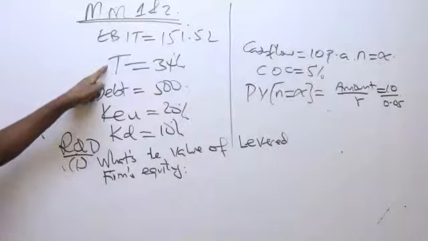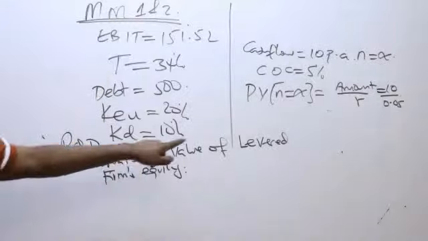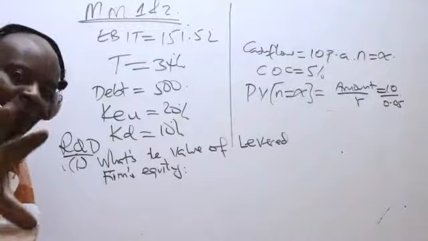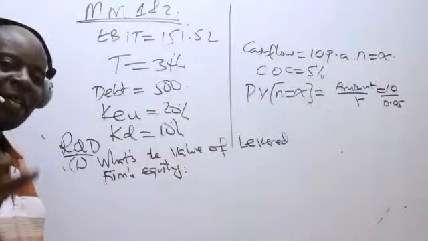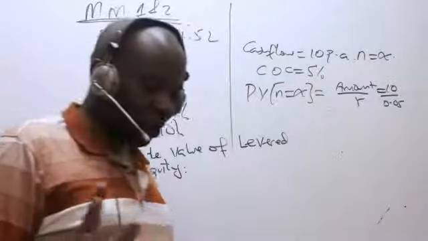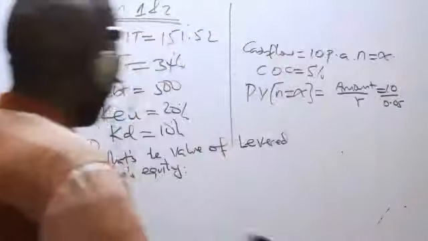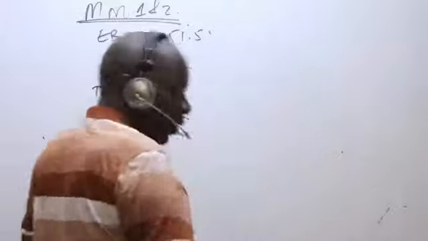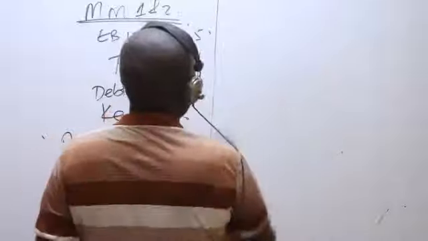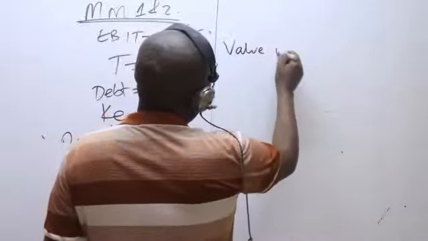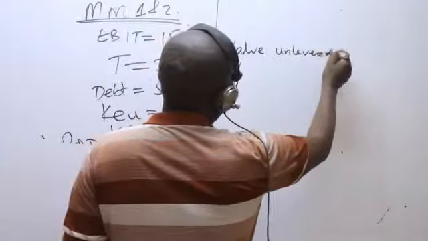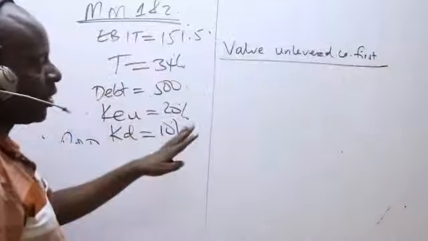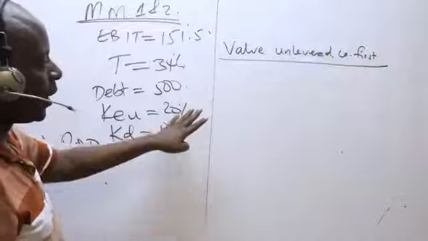Here I'm seeing a tax rate. They want me to value a levered organization, but there is no way I will start by valuing a levered firm. Always start by valuing an unlevered organization. And this is where the trick falls. So value the unlevered company first. An unlevered company is a company without debt. No debt, no interest. And how do we value this?